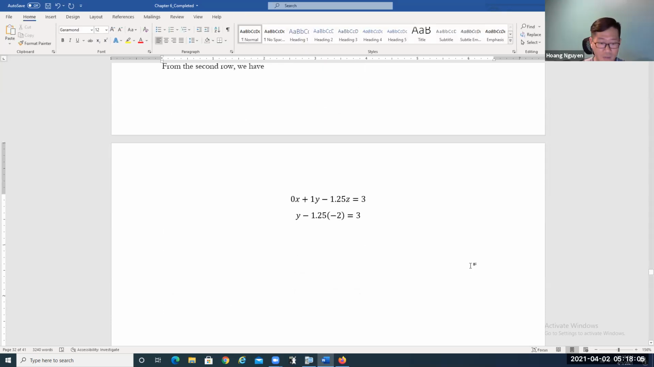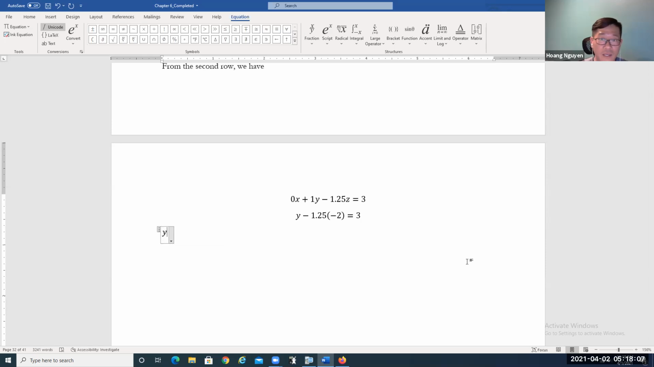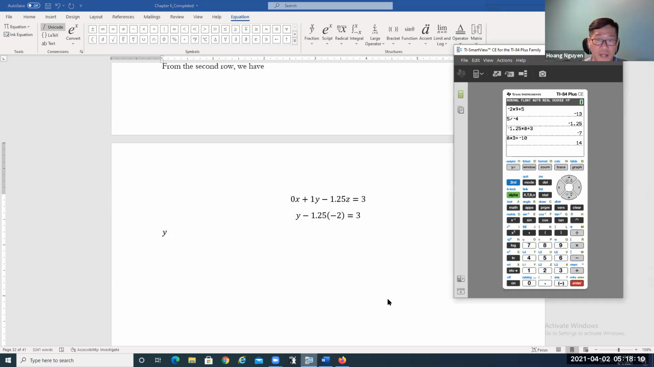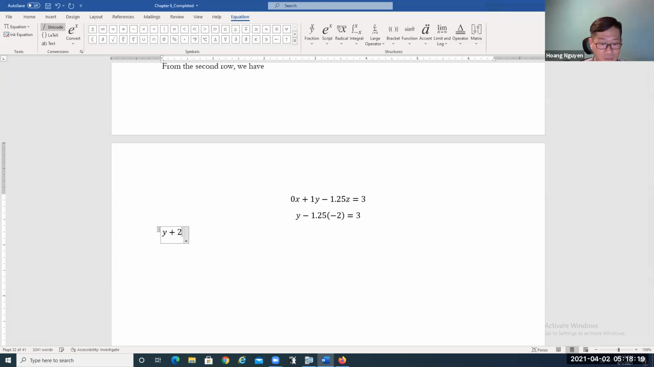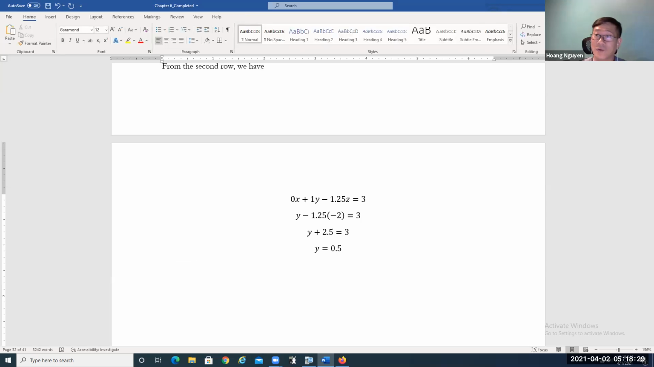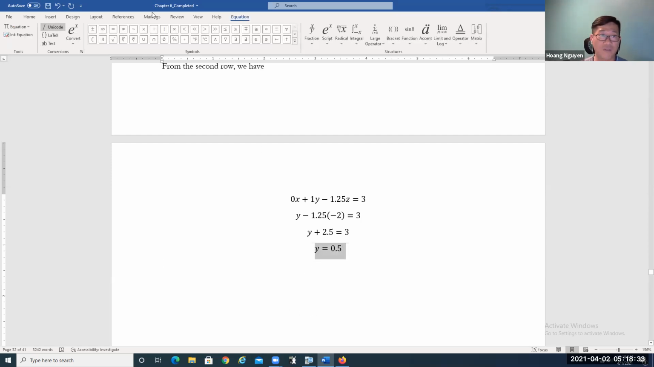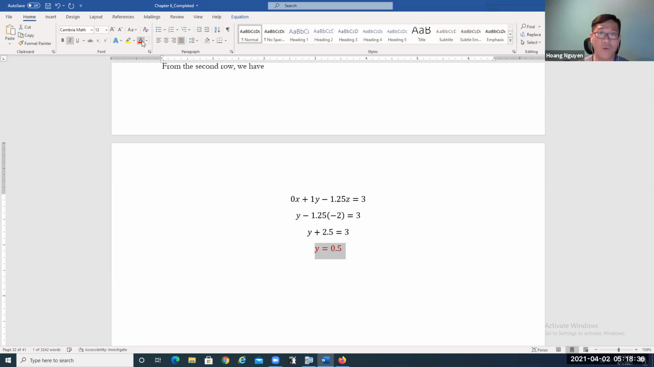Okay. Now let's solve this, everyone. Negative 1.25 times negative 2 is going to give you 2.5. So y plus 2.5 equal to 3. And then we subtract 2.5 from both sides. So we have y equal to 0.5. Now we have the solution for the second variable, y is equal to 1/2 or 0.5.